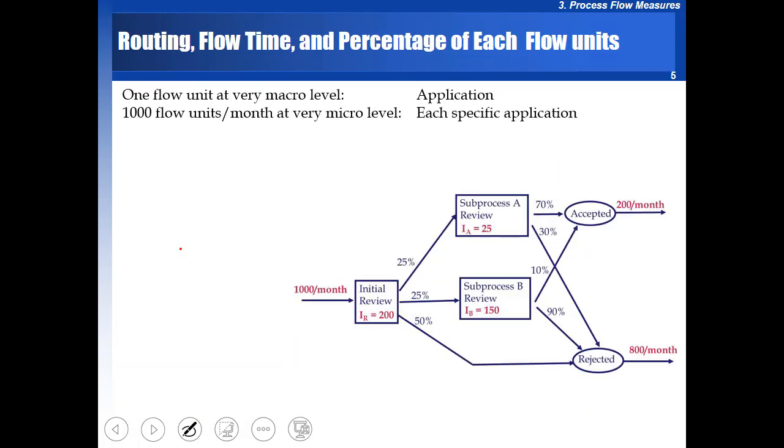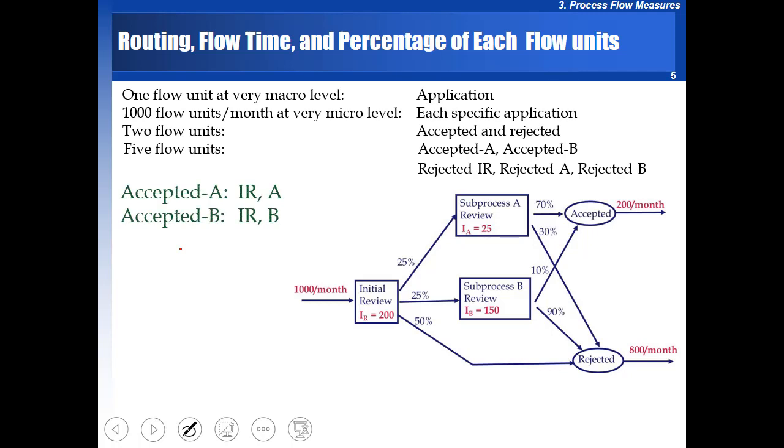Okay, so I have all this information. Now I can look at this process from a very macro level or from a very micro level. Macro is to look at each of those 1,000 applications. Macro is look at them all, right? But I can come down a little bit, not very macro, a little bit macro: accepted and rejected. Come still down, not fully micro, a little bit micro. I can look at accepted through sub-process A, accepted through sub-process B, rejected through sub-process A, rejected through sub-process B, rejected initially. And I have all the information that I need.